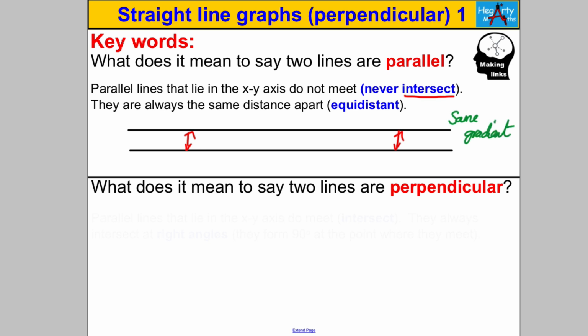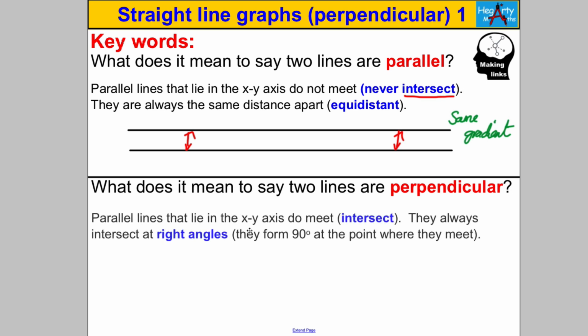Now what do you think it means if two lines are perpendicular? Have you heard that word before? Well, it's kind of the opposite to parallel. Because parallel lines never meet, these are going to meet. And more than that, perpendicular lines do intersect, and they always intersect at right angles. They form 90 degrees at the point where they meet.